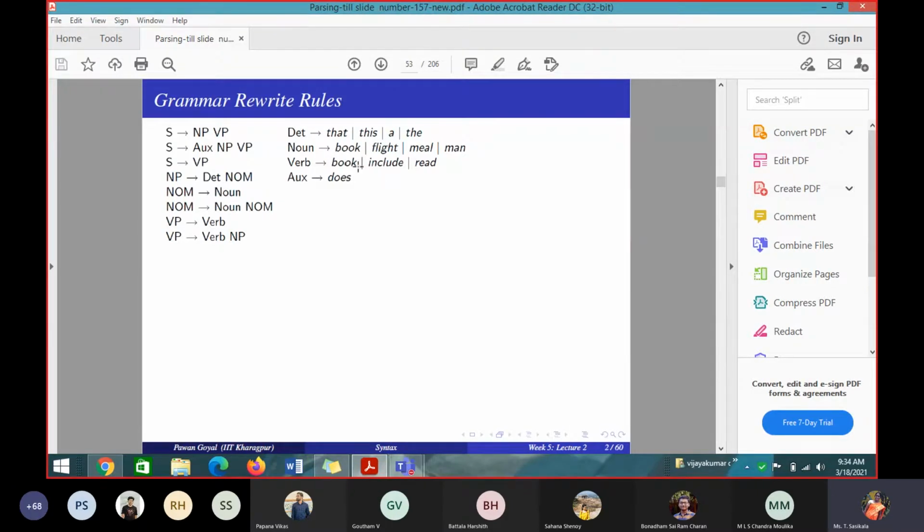So in today's class we will be learning how to draw a parse tree given a grammar. The grammar is a combination of grammatical production rules and the lexicon production rules. There are two ways to construct a parse tree: one using a top-down method, the other using a bottom-up method.